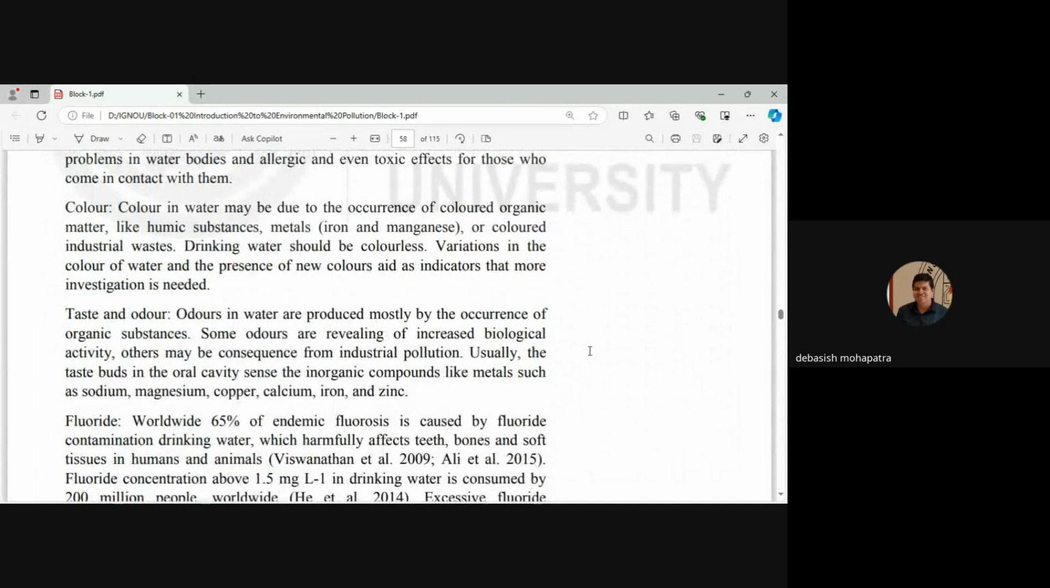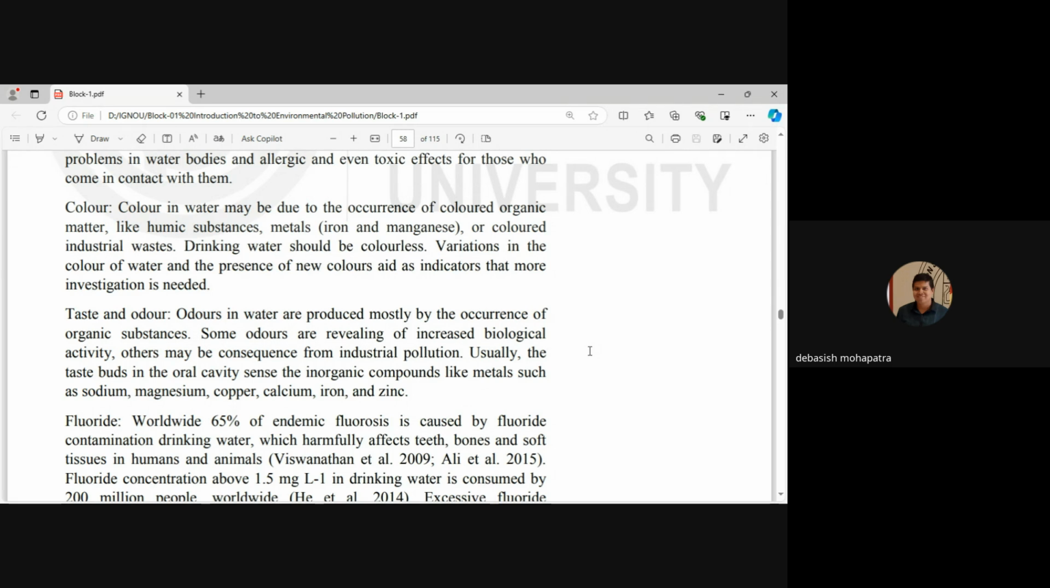Then color. Color in water may be due to the occurrence of colored organic matter like humic substances, metals like iron and manganese, or colored industrial waste. Drinking water should be colorless. If there is variation in the color of water or the presence of a new color, it acts as an indicator that more investigation is needed.